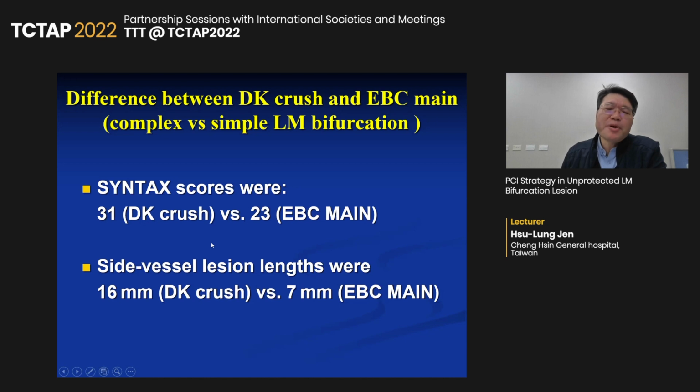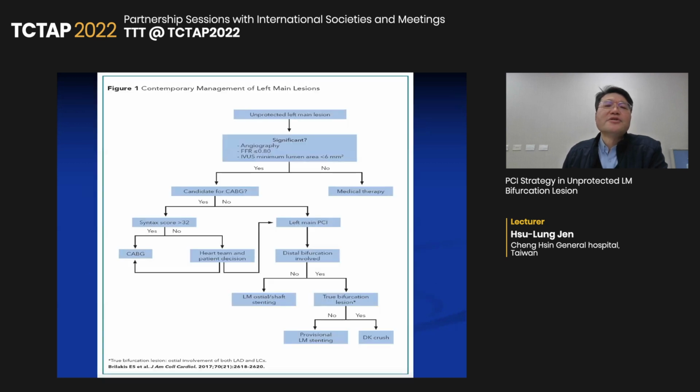So for the simple left main distal bifurcation, the provisional stenting technique is equal to the two-stent strategy. So this is a flow chart for the unprotected left main region. Of course, the first step is to define a significant left main lesion. We can use angiography, or FFR less than 0.8, and IVUS, such as minimal lumen area less than 6 millimeters squared. Don't forget that for a SYNTAX score higher than 32, CABG is almost a class 1 indication.